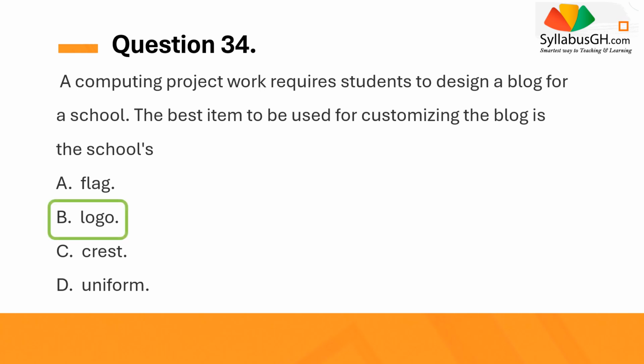The correct answer is B. Logo. A logo is the best item to use for customizing a blog, as it represents the school's identity and can be easily recognized by visitors. A logo adds a professional and branded look to the blog, helping to make it visually aligned with the school's official materials. Flag, crest, and uniform are less commonly used in digital design and branding than a logo.